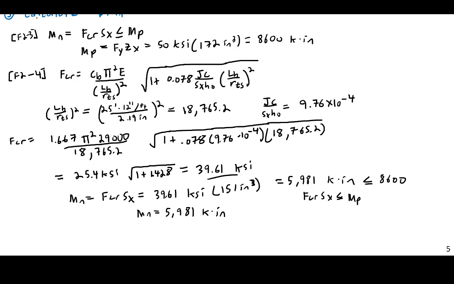So now we have our nominal moment capacity, 5,981 kip inches. So this means that our phi Mn is equal to 0.9 times that, 5,981 kip inches, which equals then 4,845 kip inches, or simply 404 kip feet. And this is our ultimate moment capacity.